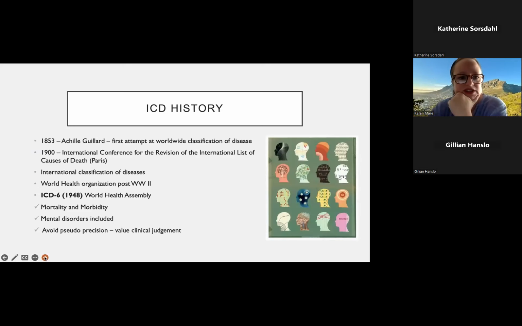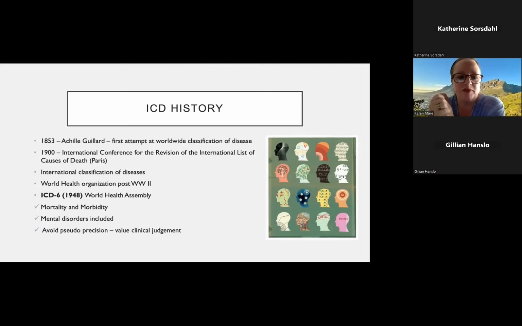Okay, so looking at the history, people have been trying to classify disease for a long period, and the French really were the leaders in this area in the middle of the 19th century. Achille Guillard made the first attempt, and his grandson actually convened this international conference for the revision of the international list of causes of disease in 1900 in Paris. And eventually this long name was shortened to the International Classification of Diseases.